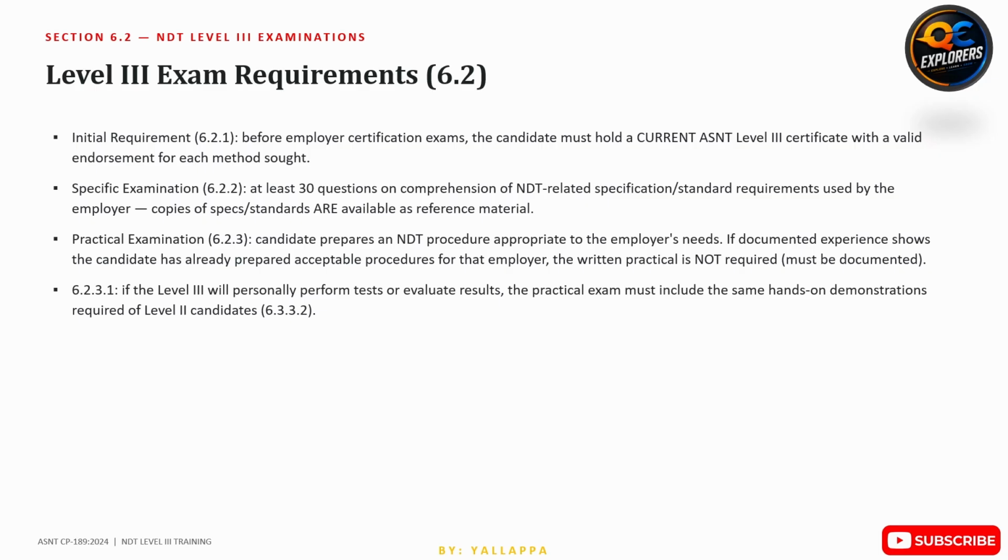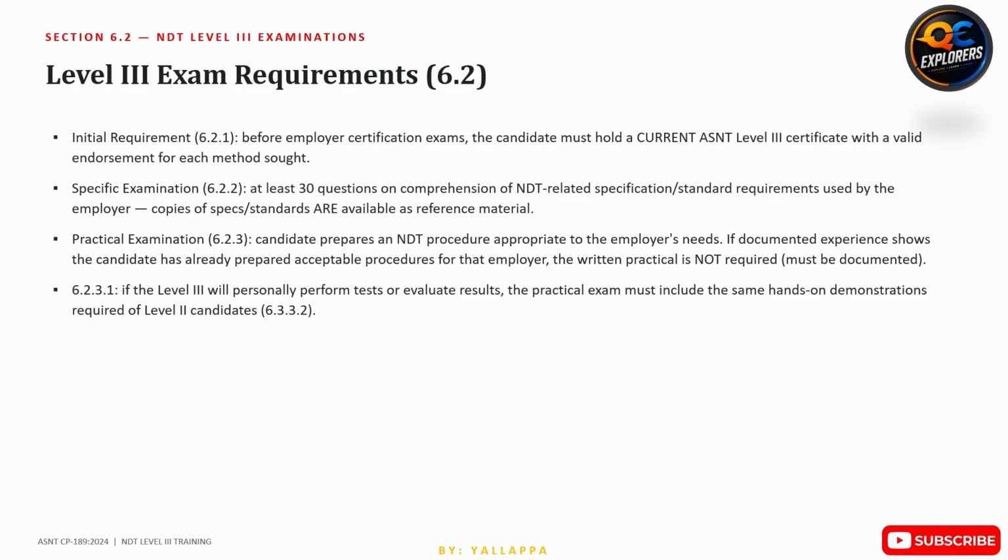The first requirement shown on this slide is the initial qualification requirement. Before an employer can administer its own Level 3 certification examinations, the candidate must already hold a current ASNT Level 3 certificate with a valid endorsement for each inspection method being sought. This is one of the fundamental principles of CP-189. Employer certification at the Level 3 stage is built upon an existing ASNT Level 3 credential rather than replacing it.